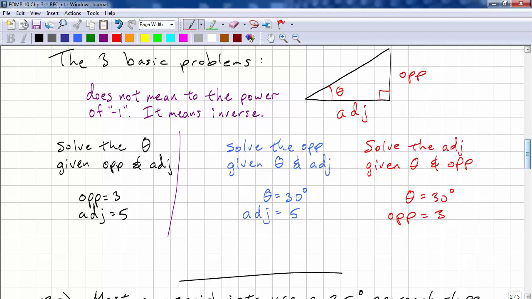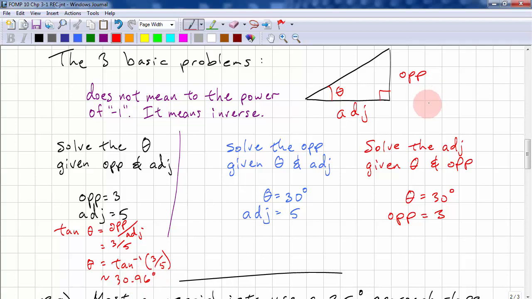So, solve for theta if we're given opposite and adjacent. So tan theta, we always write it out in the tan formula: opposite over adjacent, that's 3 over 5. Theta equals inverse tangent of 3 over 5. And that's approximately 30.96 degrees.